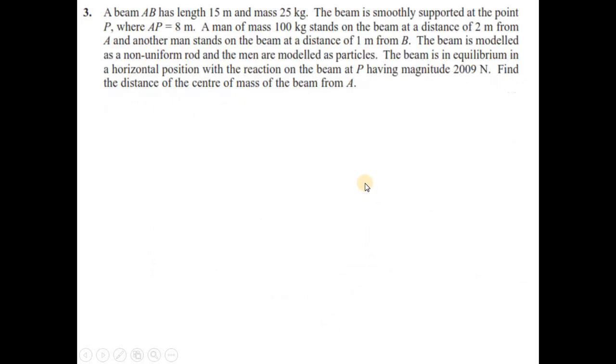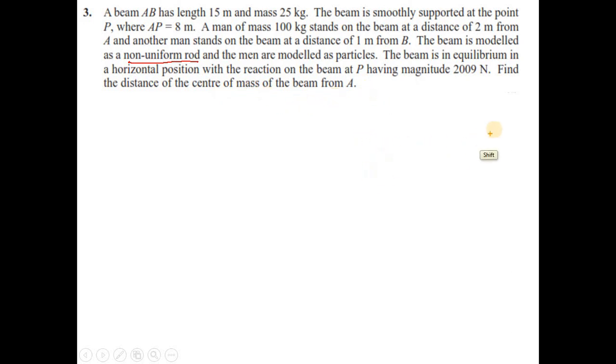Question number 3. A beam has a length 15 meter and a mass 25 kg. The beam is smoothly supported at a point P where AP is equal to 8 meter. A man of mass 100 kg stands on the beam at a distance of 2 meter from A. Another man stands on the beam at a distance of 1 meter from B. The beam is modeled as a non-uniform rod, okay, this is a non-uniform rod, and the men are modeled as particles. The beam is in equilibrium in a horizontal position with the reaction on the beam at P having magnitude 2009. Find the distance of the center of mass of the beam from A.